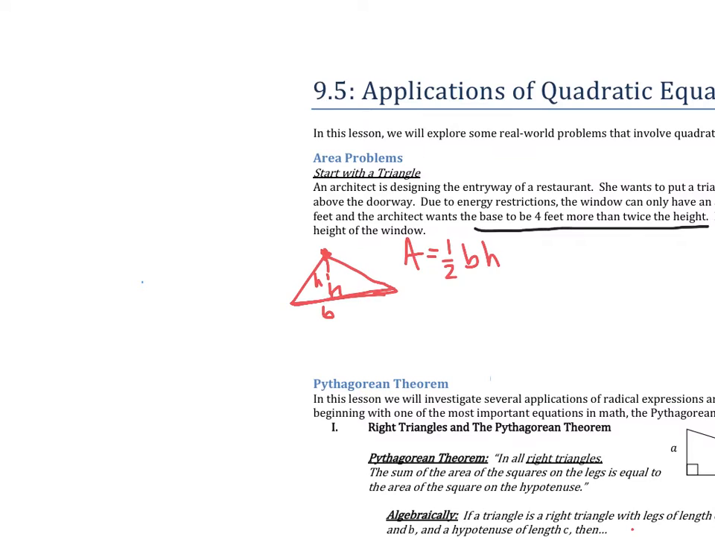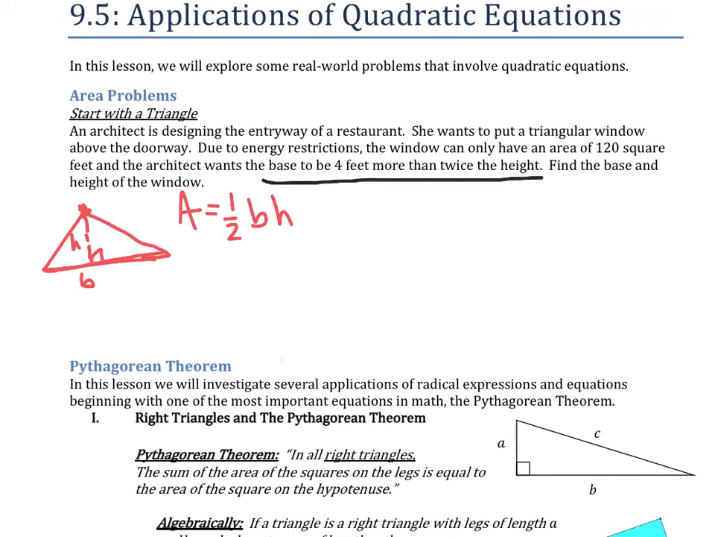Okay, so for a rectangle, remember, area is just length times width. That will come in handy when you're doing these. But this one's a triangle. All right. So we know that the base is going to be 4 more than twice the height. Okay. So we have the base is 4 more than twice the height.